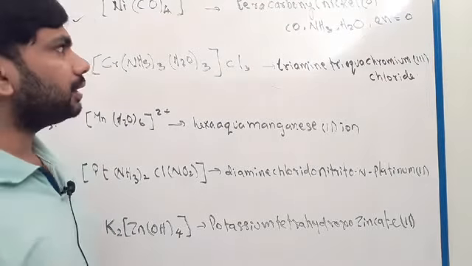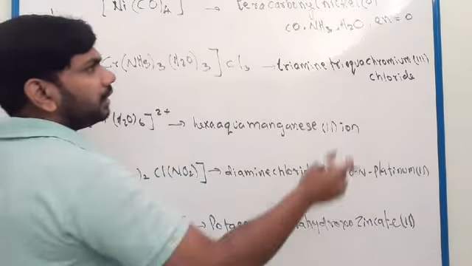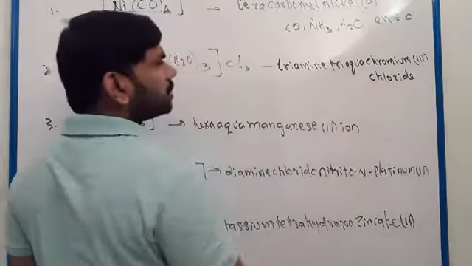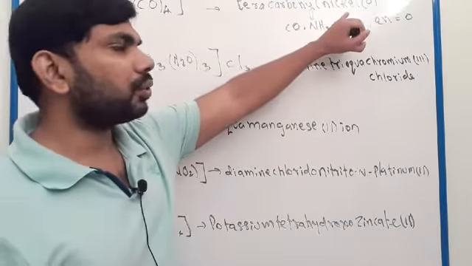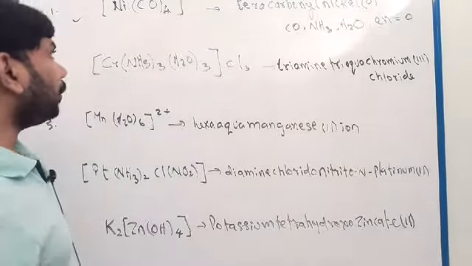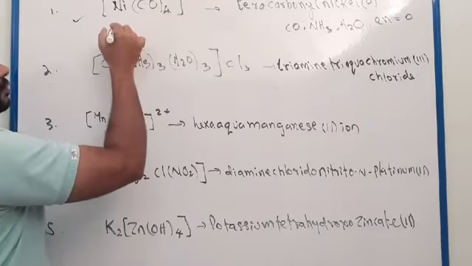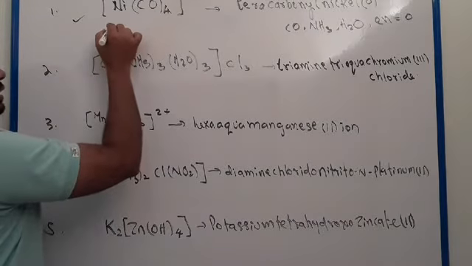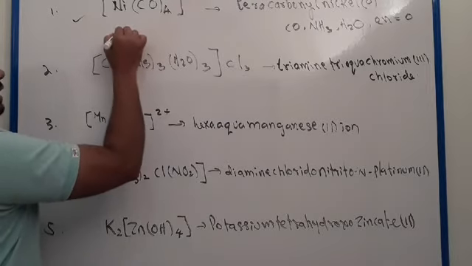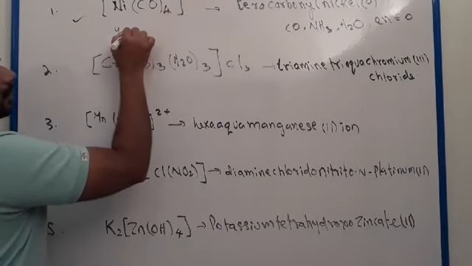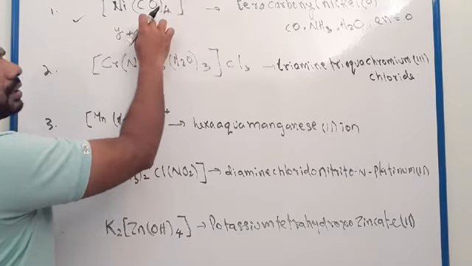Tetracarbonyl nickel. Okay, that is written here, tetracarbonyl nickel. And here the charge of nickel, or oxidation state of nickel, is 0. Okay, look here how we will get the oxidation state of nickel. We want to find the oxidation state of nickel, so it is unknown. Okay, so put any letter over here, then 4 times CO.